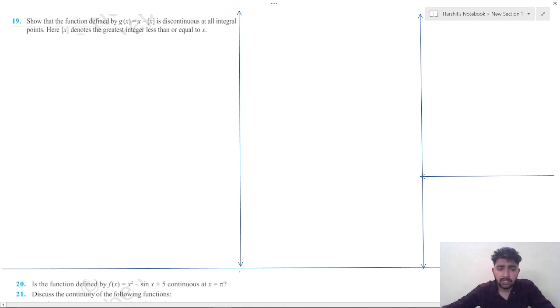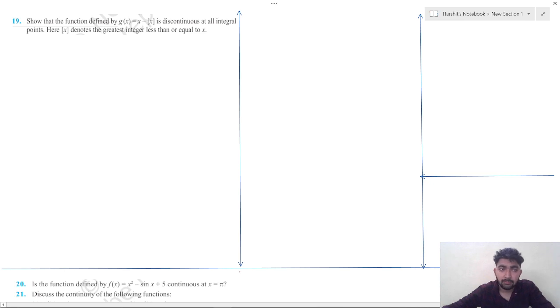We already know, because we solved up to 18 questions, that this complete exercise is based on continuity and discontinuity. They are saying: show that the function is discontinuous, show that the function is continuous, check its continuity or discontinuity. So this complete exercise is based on the definition of continuity, its algebra of continuity, and the algebra of limits also. Without further ado, let's get started.